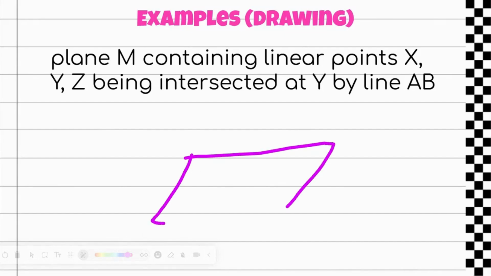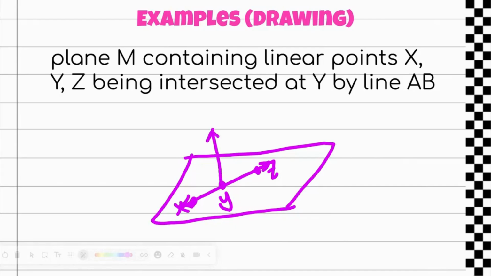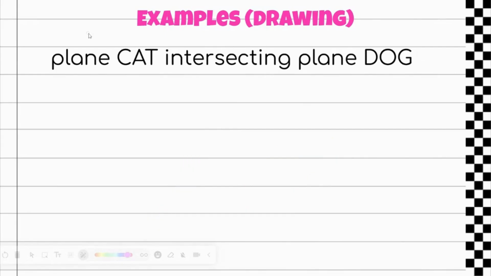The next one says draw plane M containing collinear points X, Y, and Z. So here's plane M containing collinear points X, Y, and Z being intersected at Y by line AB. So I'm going to intersect this plane at Y by line AB. And lastly, it wants me to draw plane cat intersecting plane dog.